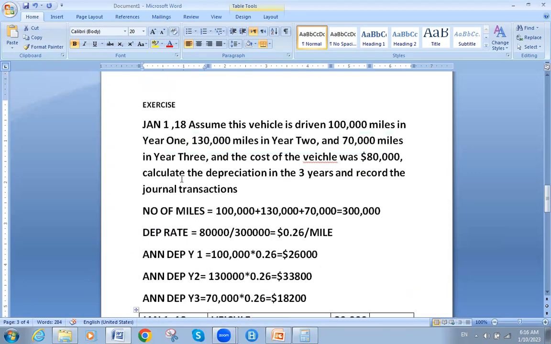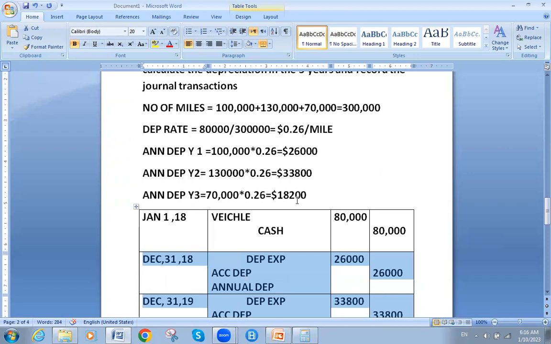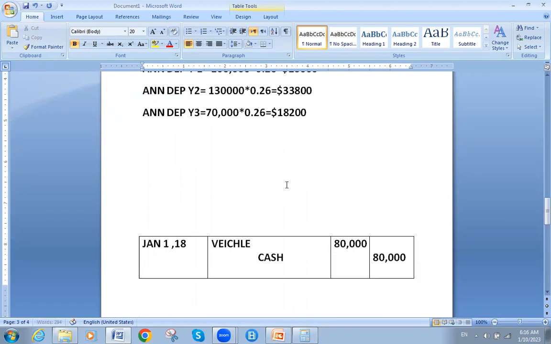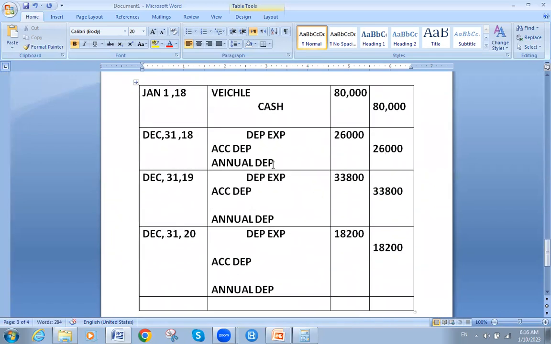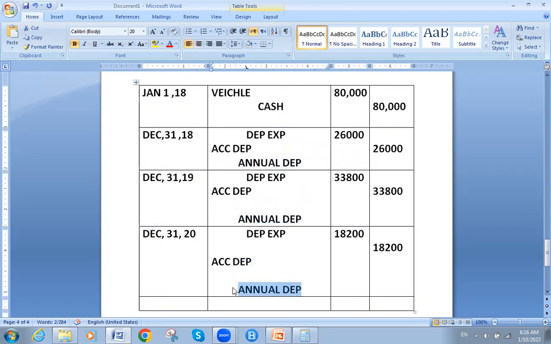I just want to make this table a little bit clearer. I want to put it all on one page so that you can all see it, guys. Here it is. Of course, the annual depreciation should be in the middle and highlighted, because this is the description of the transaction. You can highlight it also so that no one will be confused with the journal entry of the transactions. Here are the three.